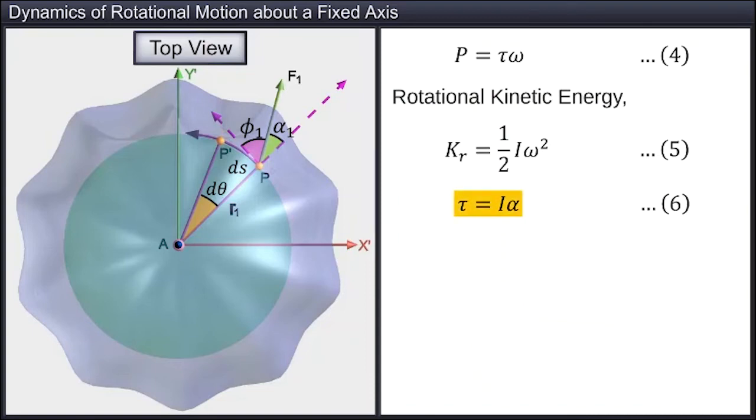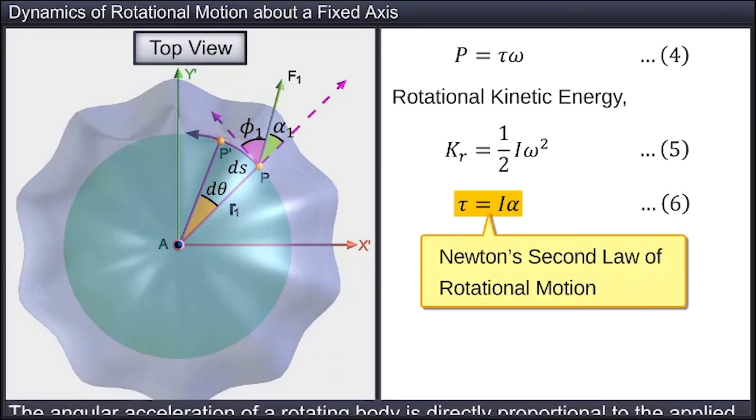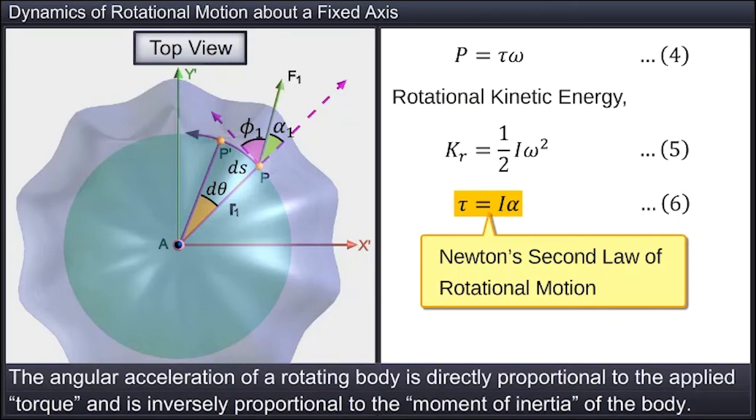Equation 6, tau is equal to I alpha, is Newton's second law of rotational motion. It states that the angular acceleration of a rotating body is directly proportional to the applied torque and is inversely proportional to the moment of inertia of the body.